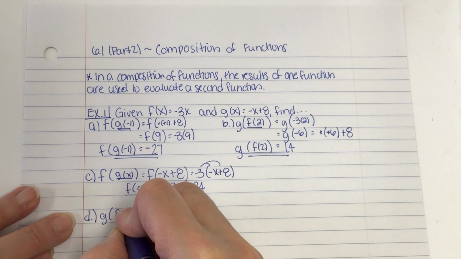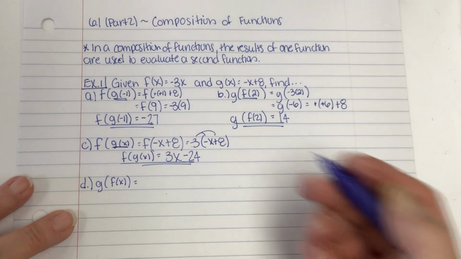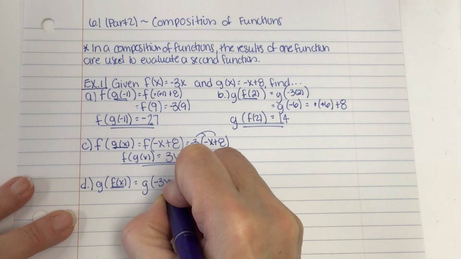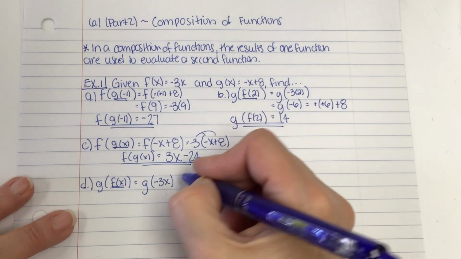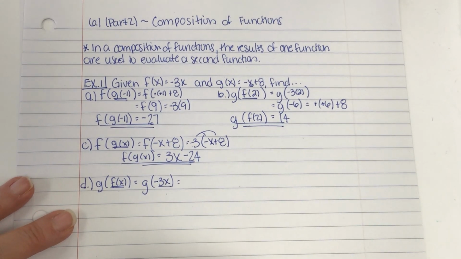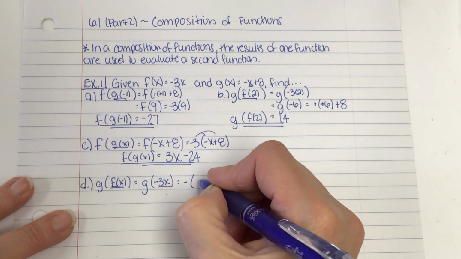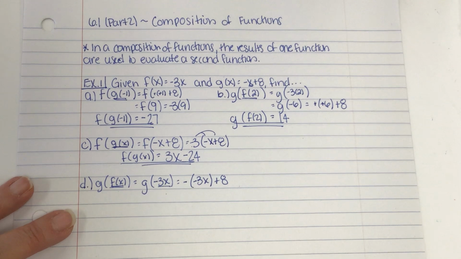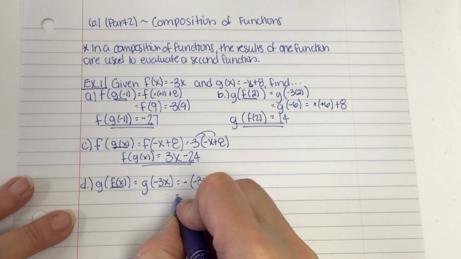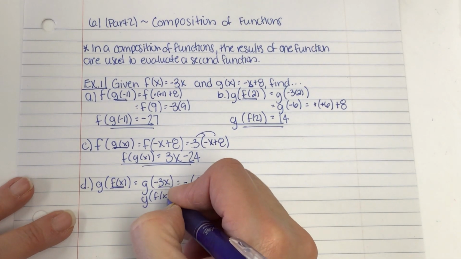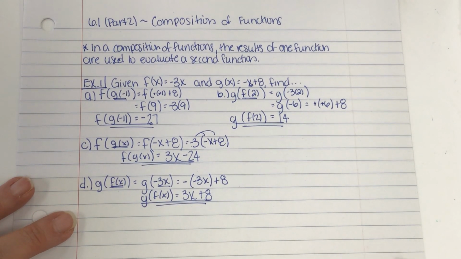If we did g of f of x, we replace f of x with what f of x is, which is negative 3x. Then we look at our g function, and we're replacing x with this whole thing, yes? So we have a negative on the outside, and then we would have negative 3x plus 8. Well, a negative and a negative is a positive 3x plus 8. So g of f of x simply equals 3x plus 8. Questions?